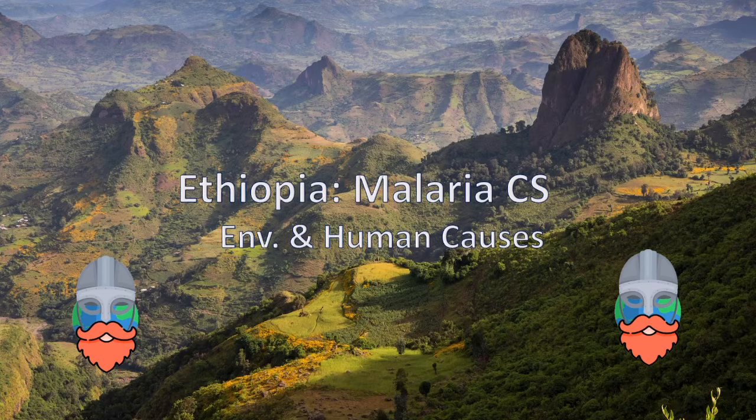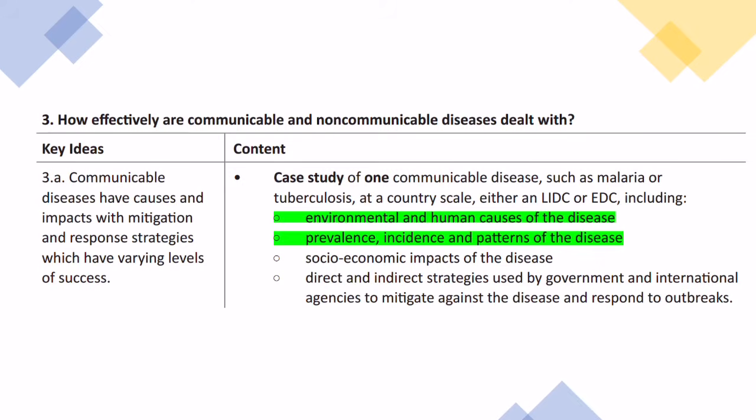In today's video I'm going to be talking about a malaria case study. The example I'm going to be using is Ethiopia, and in this video I'm going to be looking at the environmental and human causes of that disease, and those are the spec points on the OCR A-level geography spec that I'm going to be covering.